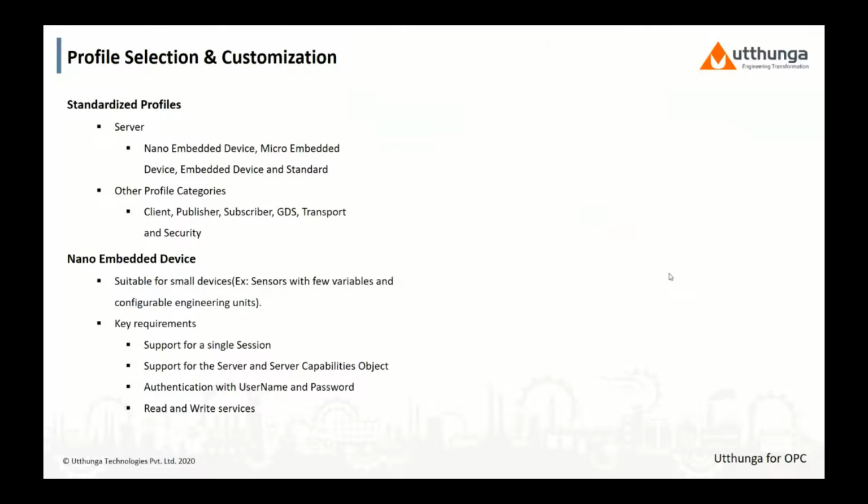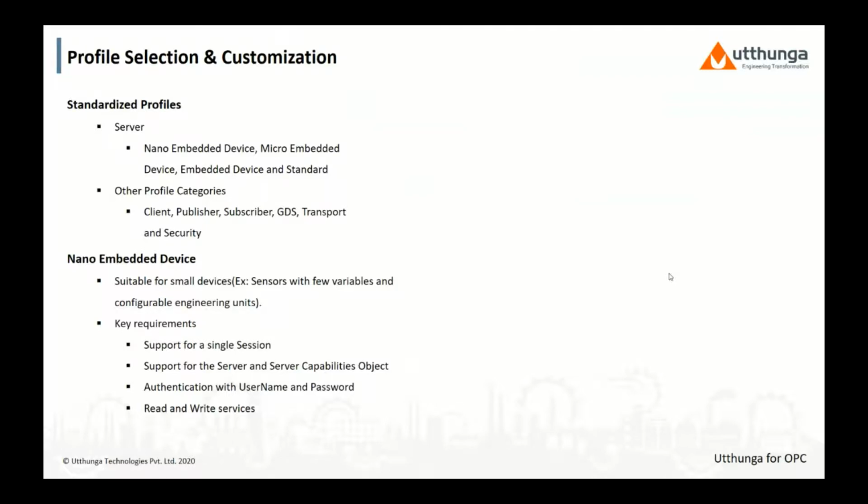So let's look at profile selections. So once you have all these requirements defined and everything is figured out, the stack has been selected and all that, now, based on the kind of performance and based on the features, based on what you are actually doing, with respect to that, you need to consider the following to select the profile. So for servers, there are the nano embedded device, micro embedded device, and then embedded device and standard. These 4 different profiles are there. And in addition to that, there are other profile categories: client, publisher, subscriber, GDS, transport, and security profiles, and so on. So those are more like a feature. So which one are you trying to add to?